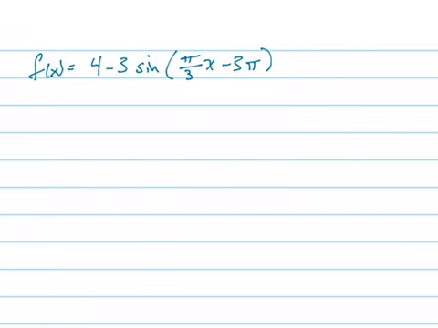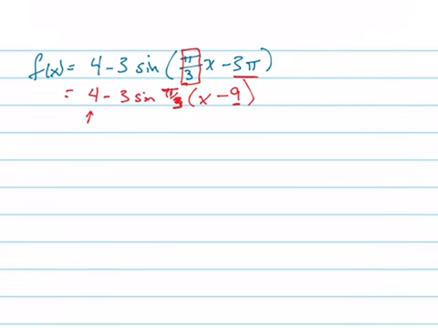All right, to graph this sine function, the first step that I like to do is to factor that out. So this would be rewritten as 4 minus 3 sine of pi thirds times x minus 9. Just think about it. You have to divide this by pi over 3 to find out what stays there, and it'll be 9. Okay? And so now I can see all of my different things.